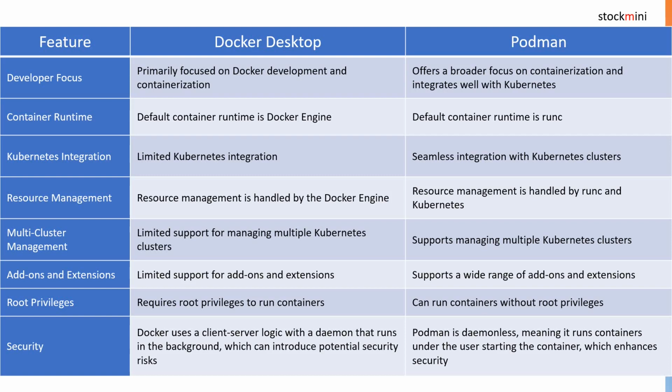Resource management. Docker Desktop relies on Docker Engine for resource management, handling CPU, memory, and disk resources for containers. In contrast, Podman utilizes runc and Kubernetes, offering a more granular and flexible approach to resource management at the pod, container, and namespace levels.